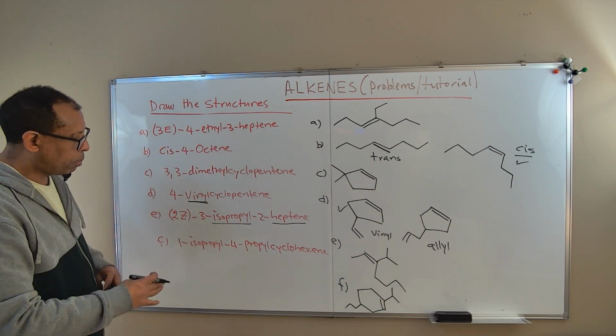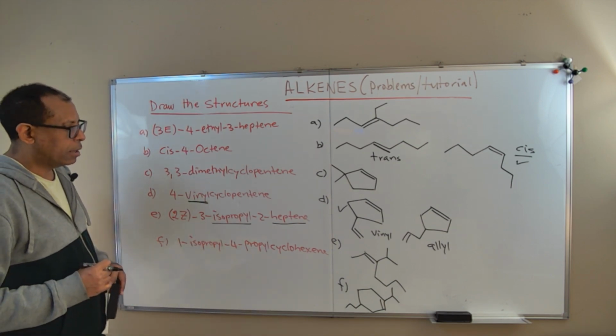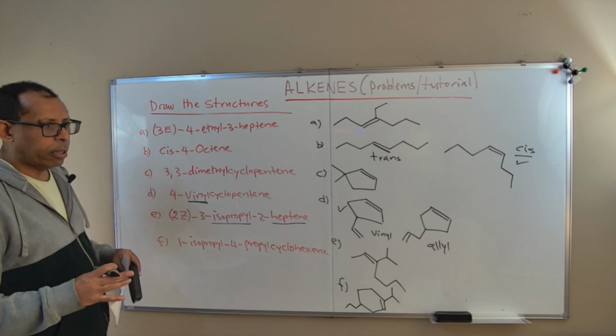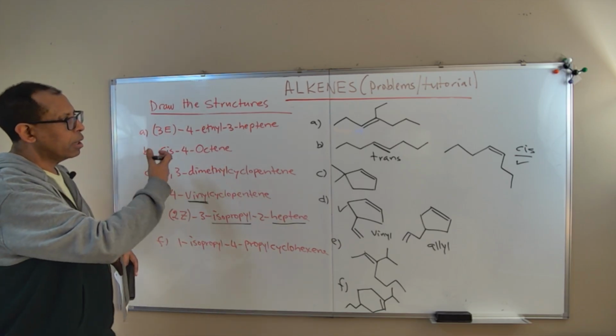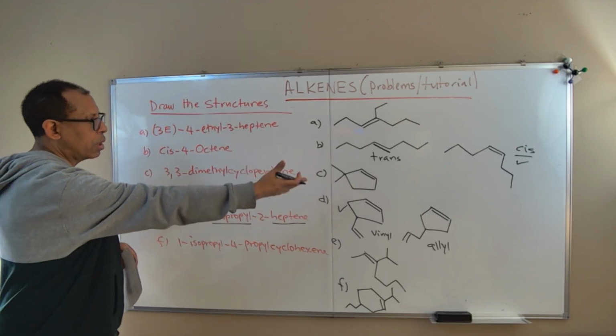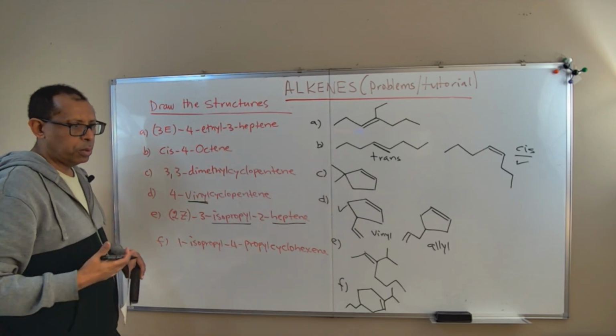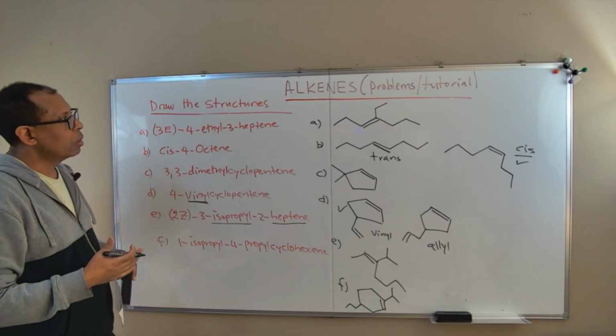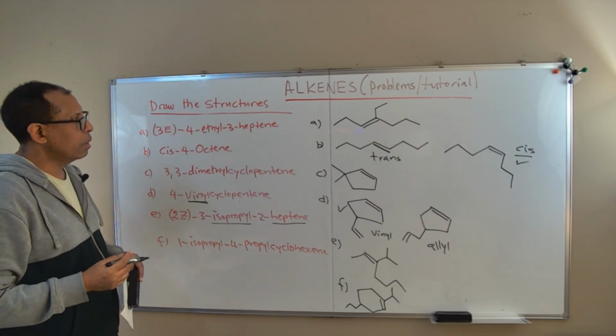1-isopropyl, 4-propyl, cyclohexene. So these are the kind of problems you would be encountering, to transfer names into structures or structures to names. Okay? So we'll continue more on the same kind of problem.